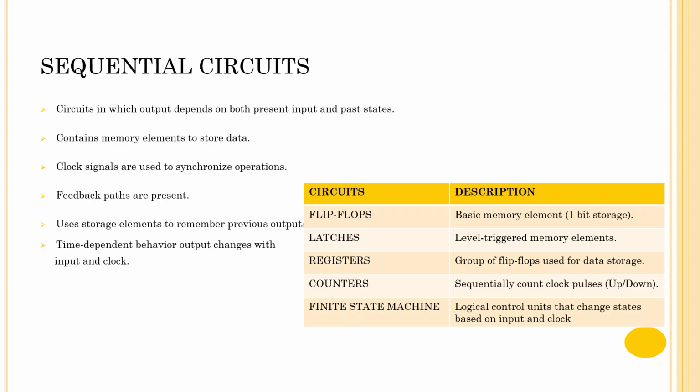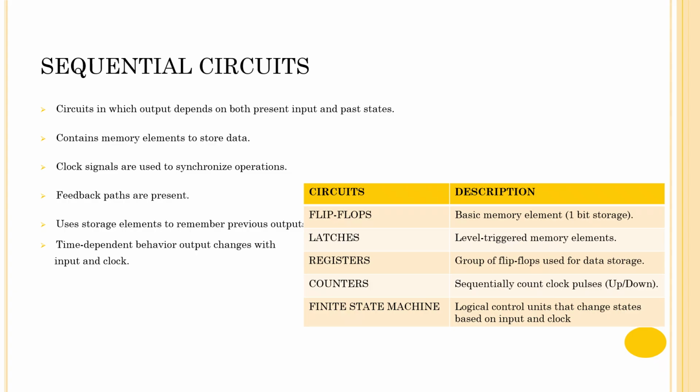Sequential circuits are memory based. They retain input history and evolve over time. They are implemented using feedback loops and clocked flip-flops. They are vital for timing, control, and sequencing data in modern processors and embedded systems.